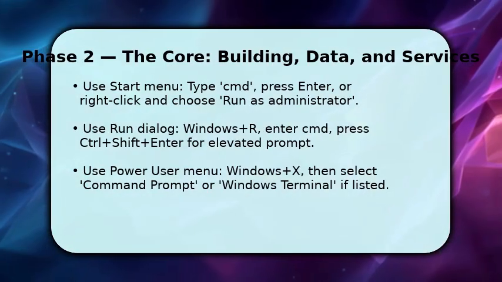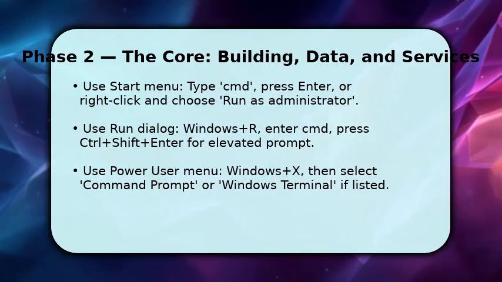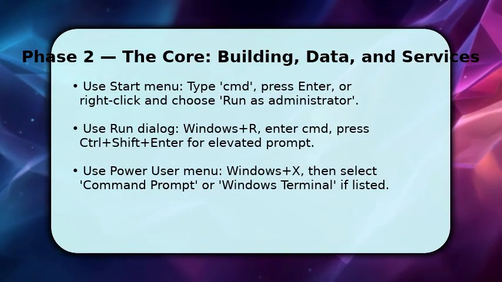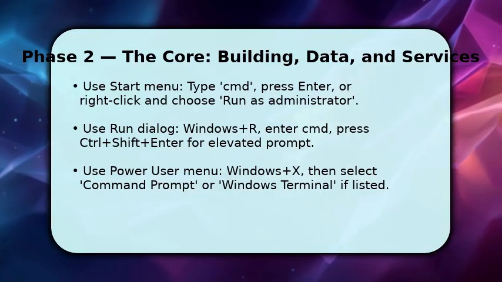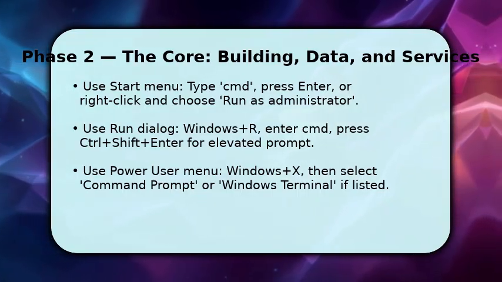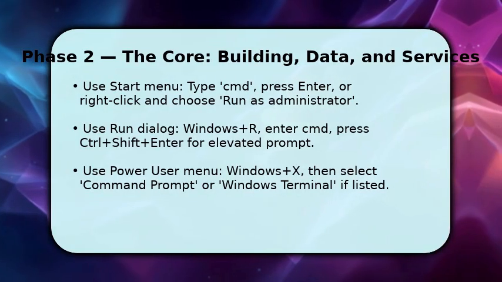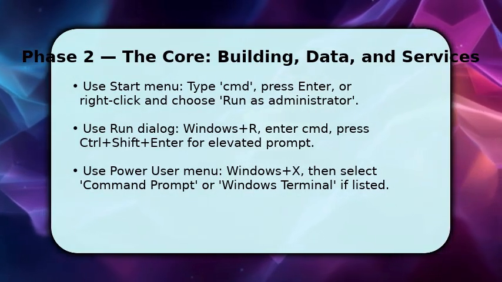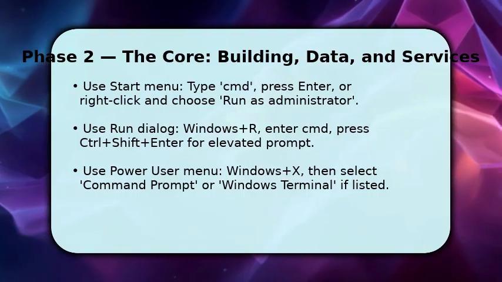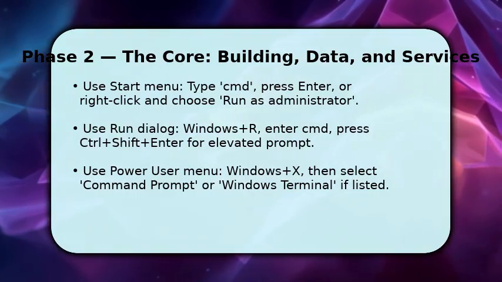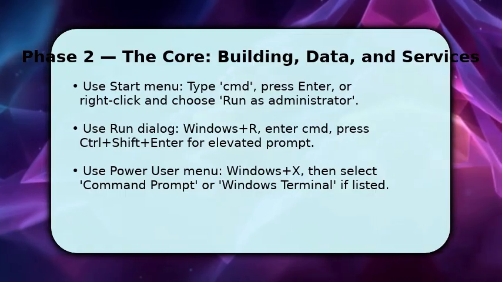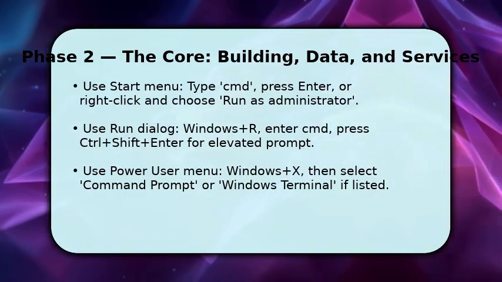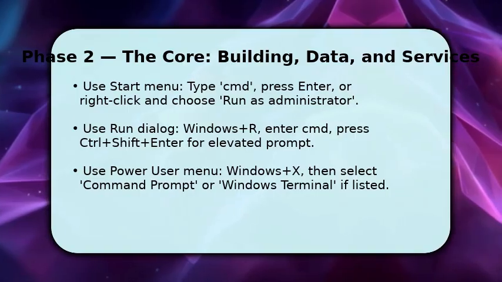Once the initial entry is entered, choose the method that fits your task. If you need normal access, type CMD in Start and press Enter. For elevated tasks, right-click the result and pick Run as administrator. Alternatively, press Windows plus R and enter CMD, because Run is consistent across versions. If you need elevation there, press Ctrl plus Shift plus Enter after typing.